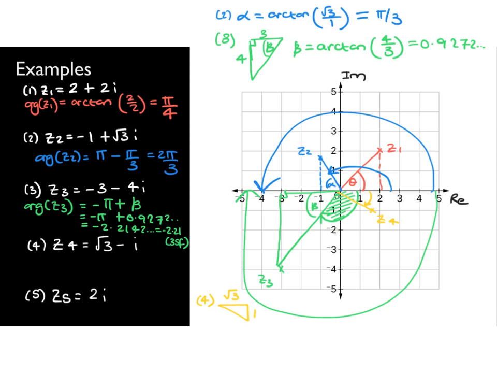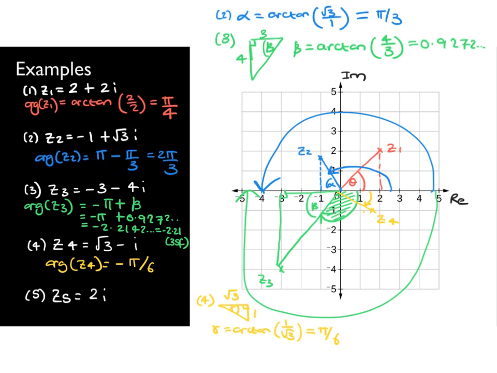Root 3 here, 1 here. Again, ignore the signs completely, it doesn't matter that it's a negative. And let's call this angle gamma. So we know that gamma is equal to arctan of 1 over root 3, which simply gives us pi by 6. But look at the direction, look at that yellow arrow. The argument of Z4 is going to equal negative pi by 6.